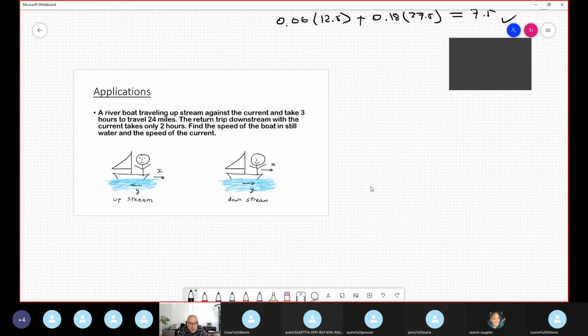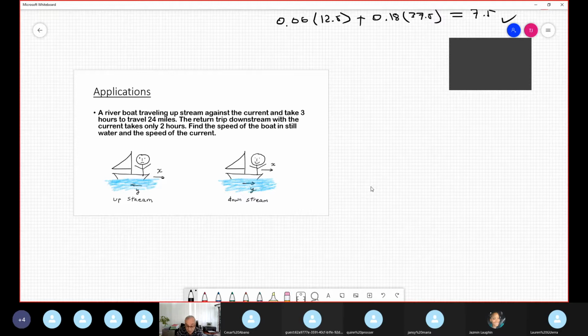Upstream means against the current. To travel 24 miles. The return trip, I suppose the same distance, is now downstream. So downstream is in the same direction as the current. And of course, they are going faster because the current helps to move. But the return trip takes 2 hours, just 2 hours. Find the speed of the boat in still water and the speed of the current.